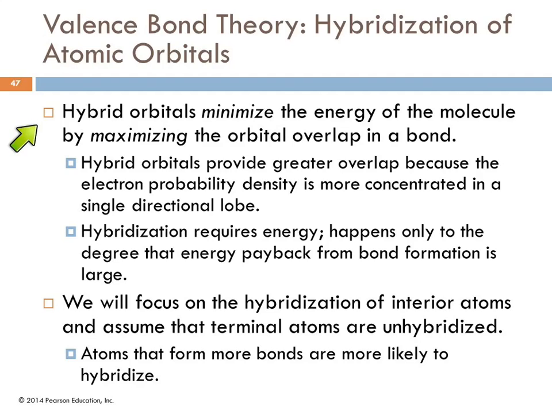So we hybridize the orbitals to minimize the energy of the molecule, and that is done by maximizing the orbital overlap. The more overlap of those orbitals, the more stable the molecule is. A more stable molecule has a lower energy. And the hybrid orbitals give us better overlap because the electron probability density, instead of being uniformly distributed around the atom, is more directional. It's more on one side of the atom.